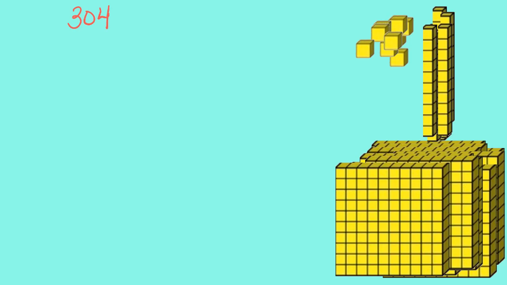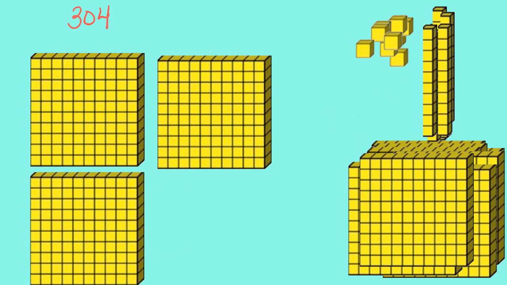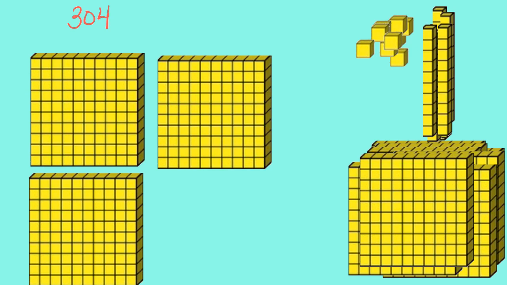Let's show 304 with our base 10 blocks. We're going to go ahead and start with our 100 squares. So I'm going to pull 100, 200, 300, and we don't have any 10, so we don't need any of the 10 sticks. We just need some of the ones. So we need 1, 2, 3, and 4. So we have 100, 200, 300, 1, 2, 3, 4, 304.